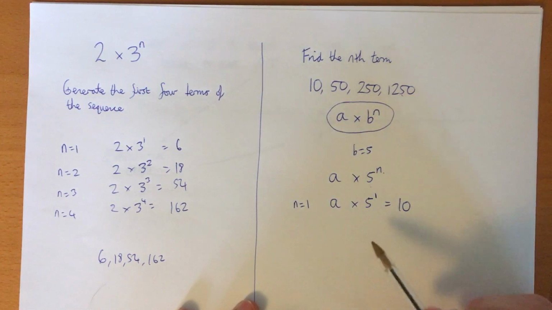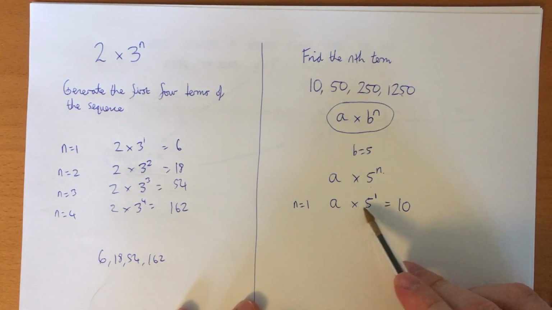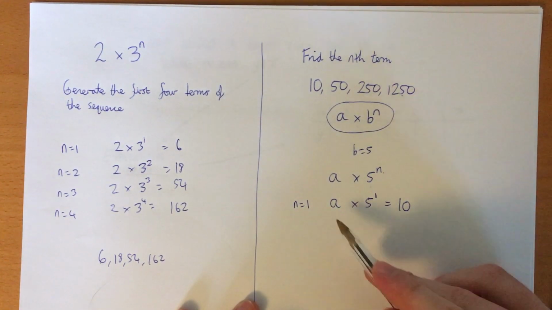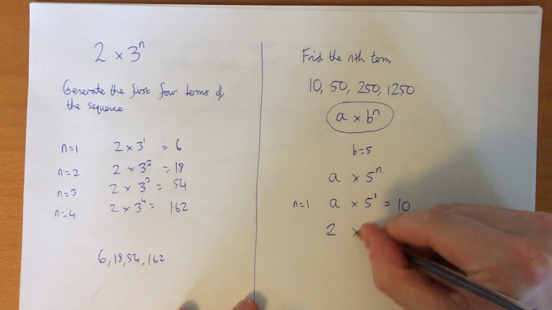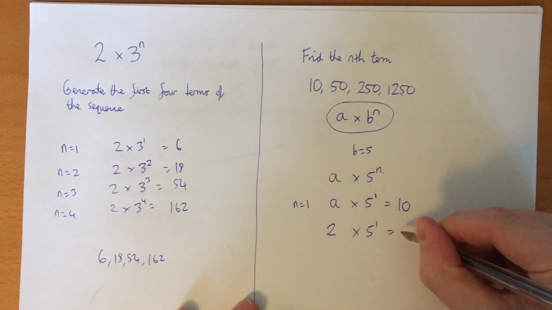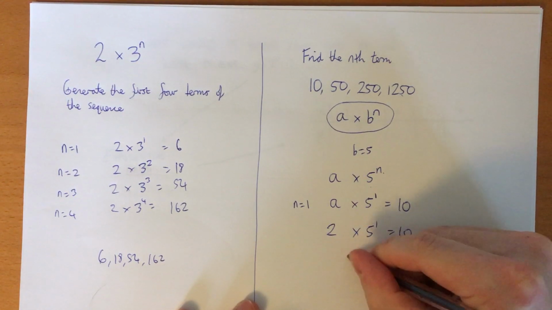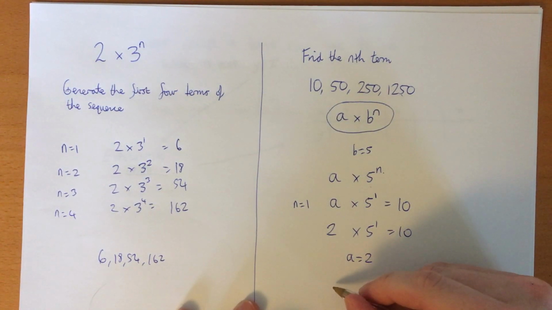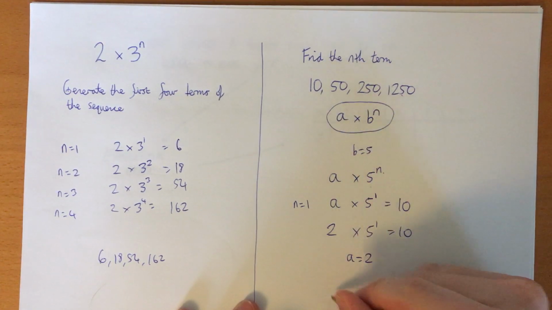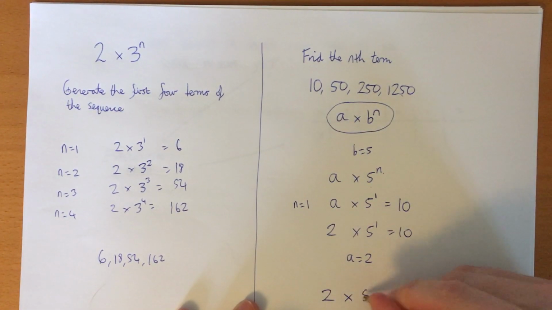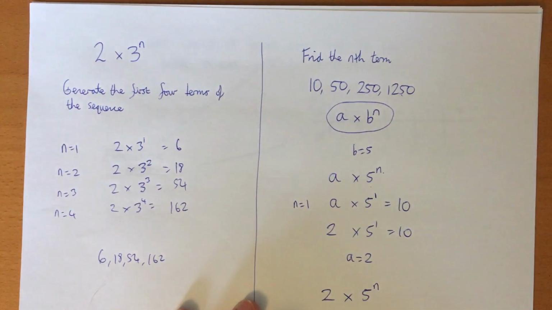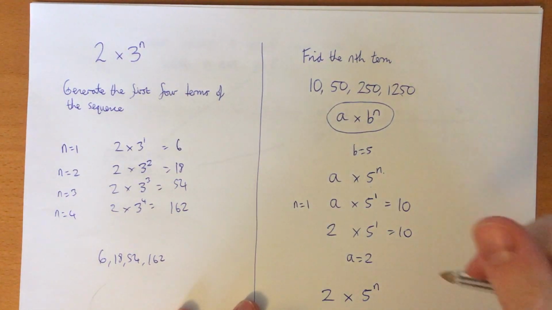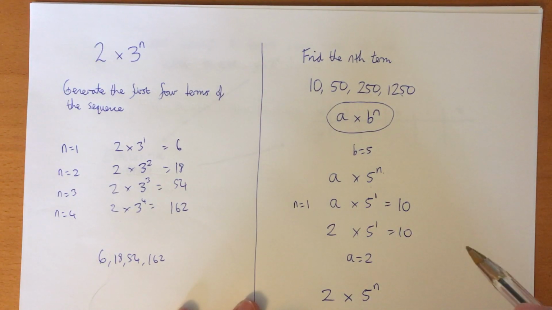So now we just work backwards and say, well, something times 5 equals 10, which is 2. So 2 times 5 to the power of 1 equals 10. So therefore, A must equal 2. So my final answer, if I want it in this form here, is 2 times 5 to the power of n. And that's how you find the nth term. If you need to relook at this part of the video, please do.